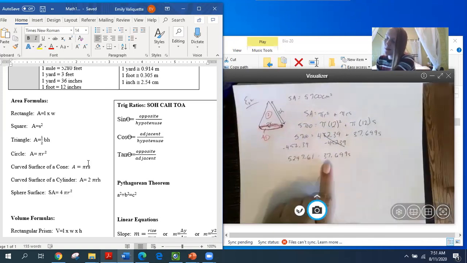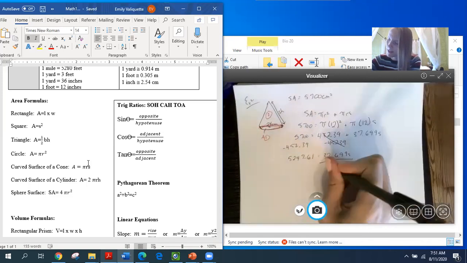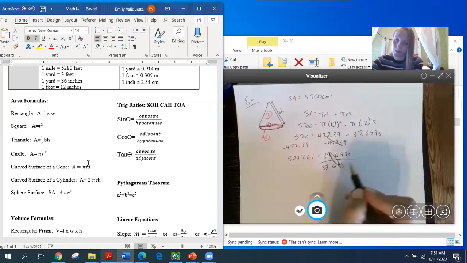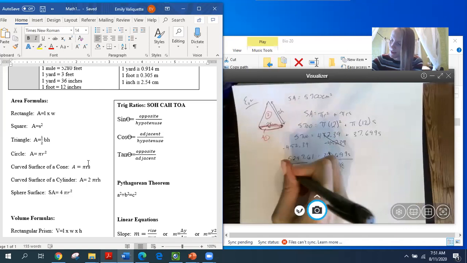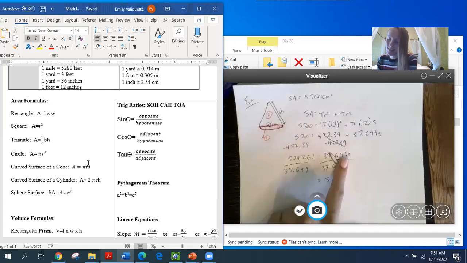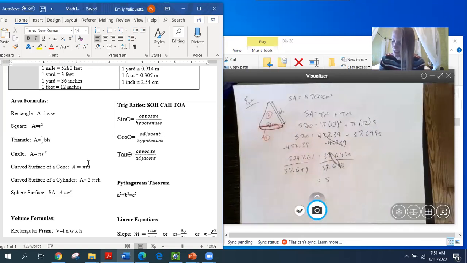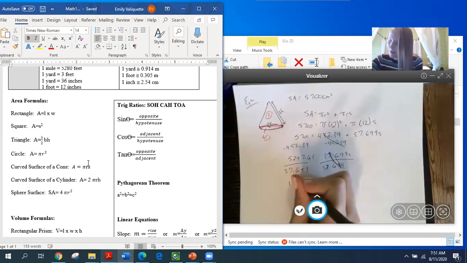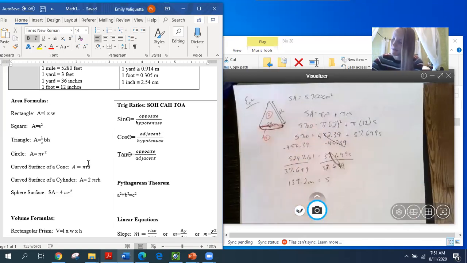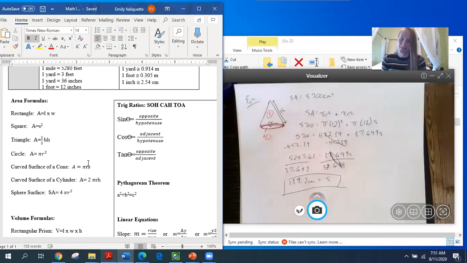Now that I have 37.699 times s, in order to move that number away from my variable, I need to divide by 37.699 to get it to cancel out. And of course, what I do to one side, I must do to the other as well. That leaves me with just s on the right side. And if I divide that out, I get 139.2 centimeters as my slant height. And that would be my final answer.